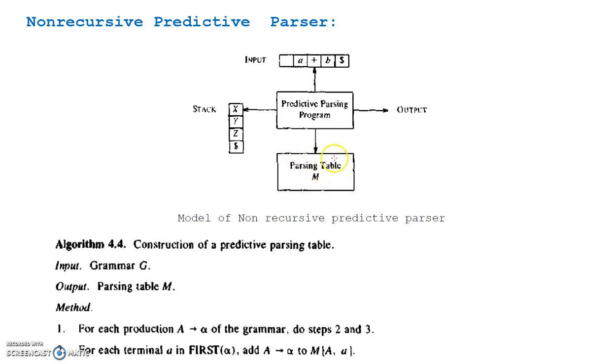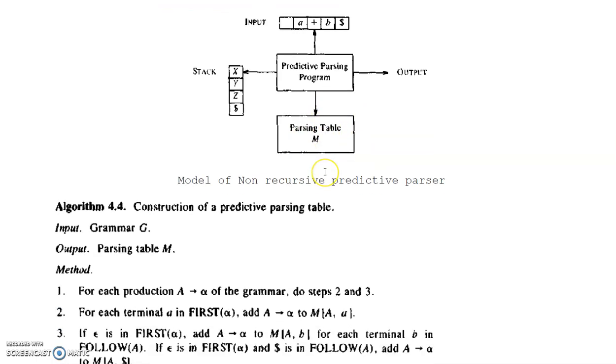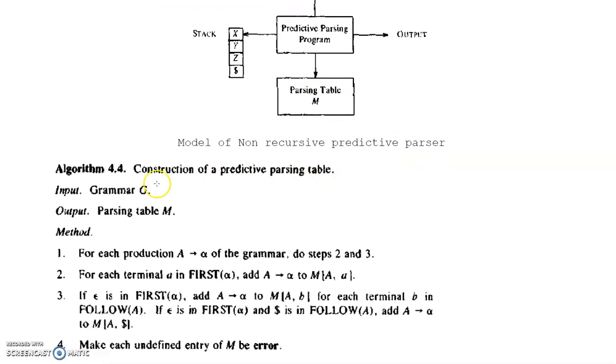And how are we going to construct a predictive parsing table? This is the algorithm to construct a predictive parsing table. Generally the predictive parsing table is constructed for the given grammar G. The input is a grammar, the output is a parsing table, and we have to follow these 4 steps. For each production you have to apply rules number 2 and 3. They say that if A tends to alpha is a production available in your grammar, then find out the first of alpha.